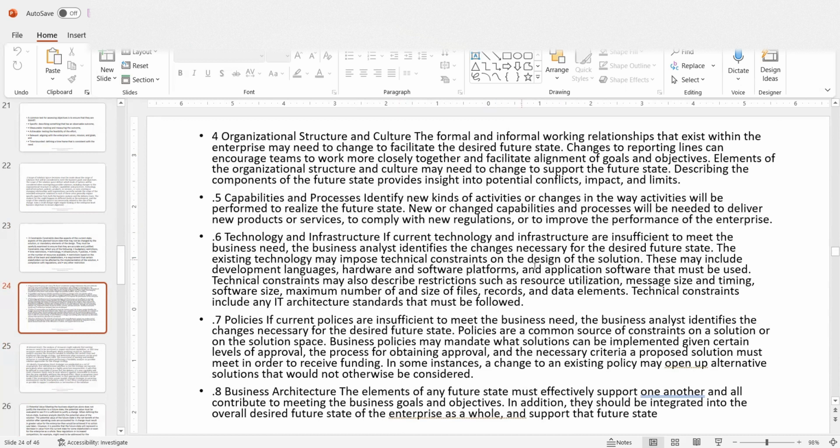If current technology and infrastructure are insufficient to meet the business need, the business analyst identifies the changes necessary for the desired future state. Policies is the seventh element. If current policies are insufficient to meet the business need, the business analyst identifies the changes necessary for the desired future state. Eighth is business architecture. The elements of any future state must effectively support one another and all contribute to meeting the business goals and objectives.